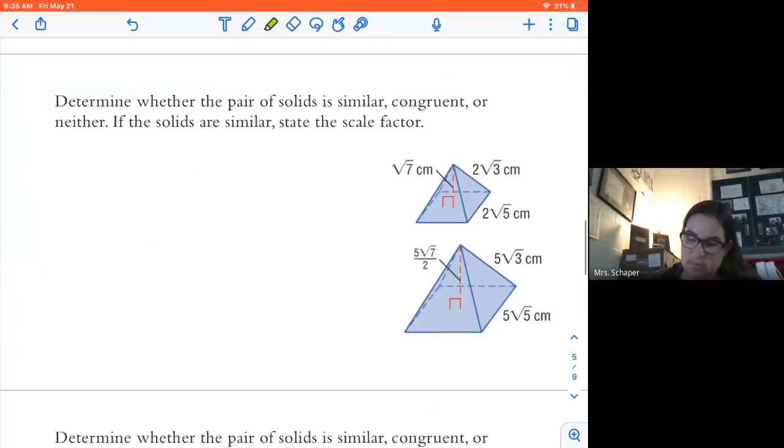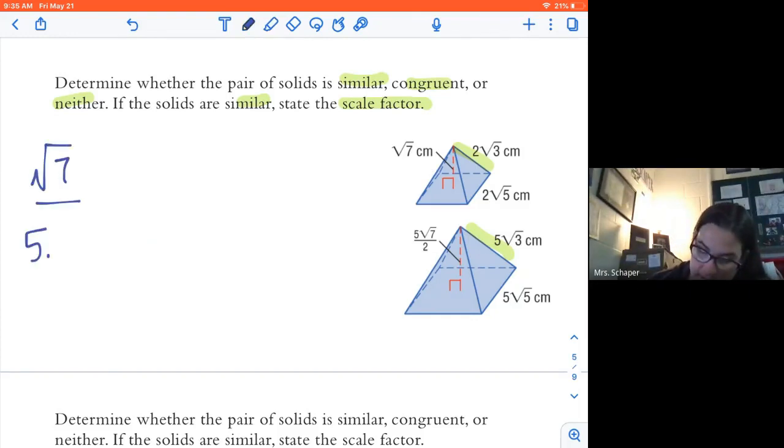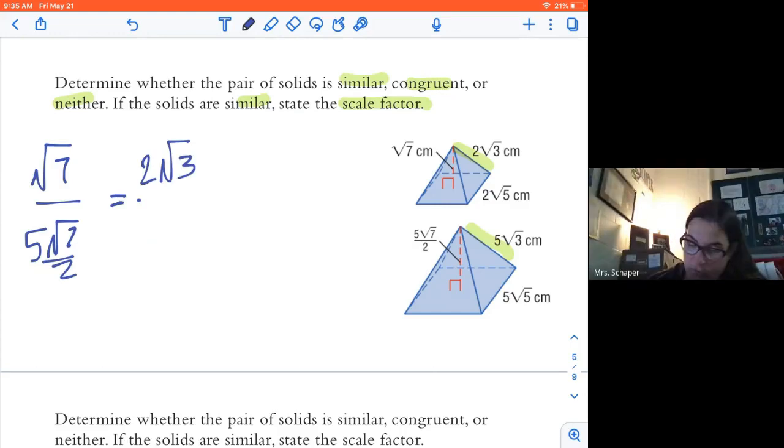So what we need to do is determine if the pair of solids is similar, congruent, or neither. If it's similar, we have to state the scale factor. When I look at these, they're not going to be congruent because these measurements are not the same. What we need to see is if they're proportional. So is the square root of 7 to 5 square roots of 7 over 2 proportional to 2 square roots of 3 over 5 square roots of 3?